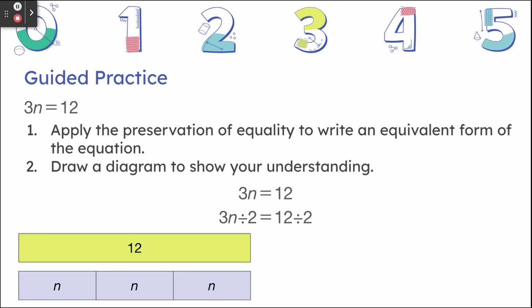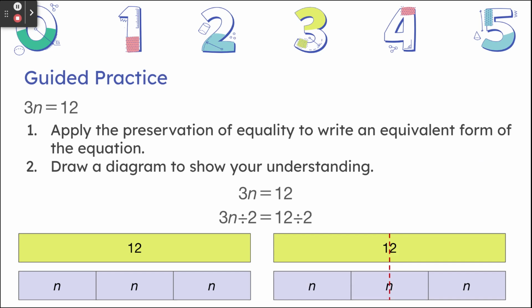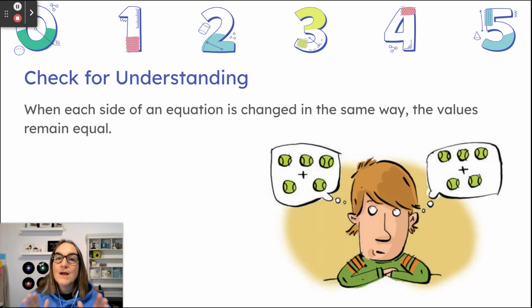And to show myself applying that operation of dividing by 2, I'm going to use a dotted line to show that I am dividing it in half. And I've put that dotted line exactly down the middle of the strips to show that I'm dividing by 2, which is creating 2 equal groups, and each side is still exactly the same. So I have demonstrated that equality. Remember, when each side of the equation is changed in the same way, the values remain equal. This is called the preservation of equality.